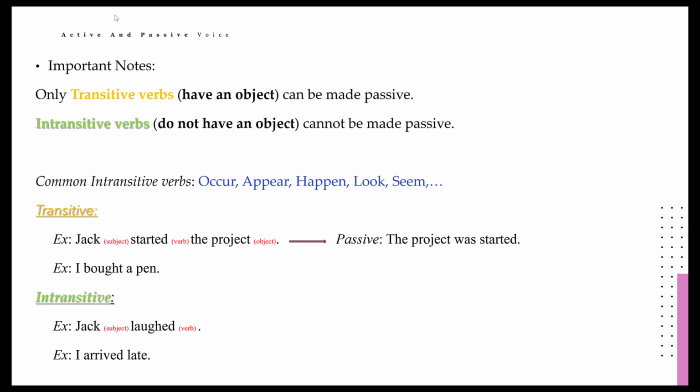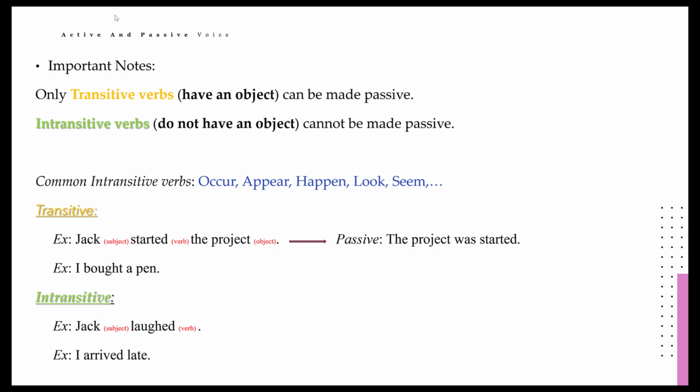Let's look at an example. Jack started the project. In this example, Jack is the subject, started is the verb, the project is the object. The question is, what did Jack start? The answer is the project. Therefore, started is transitive because it needs an object. Our object is the project. So we can transfer to passive voice. Our passive voice sentence will be the project was started. Another example, I bought a pen.